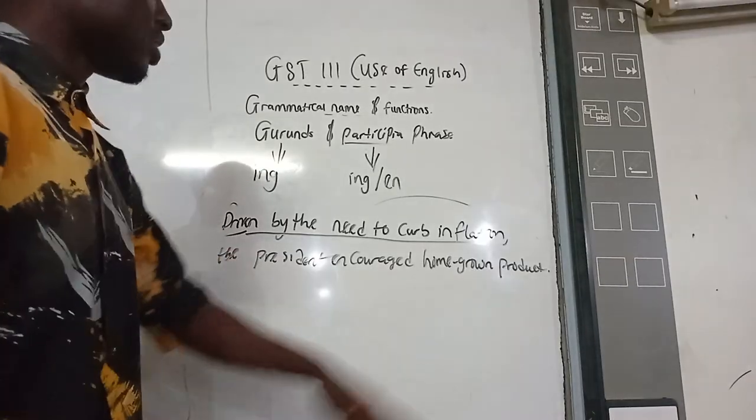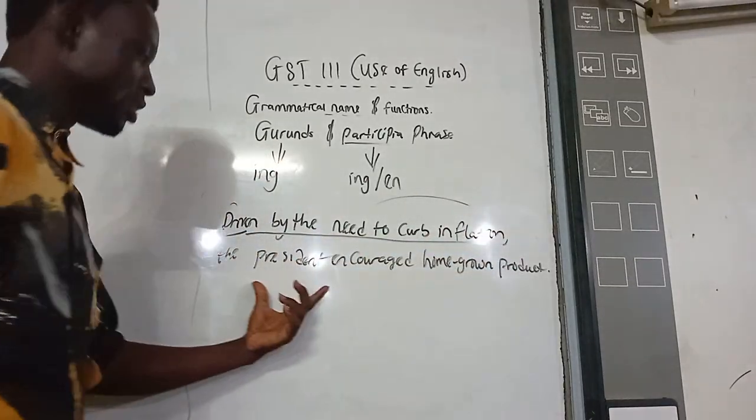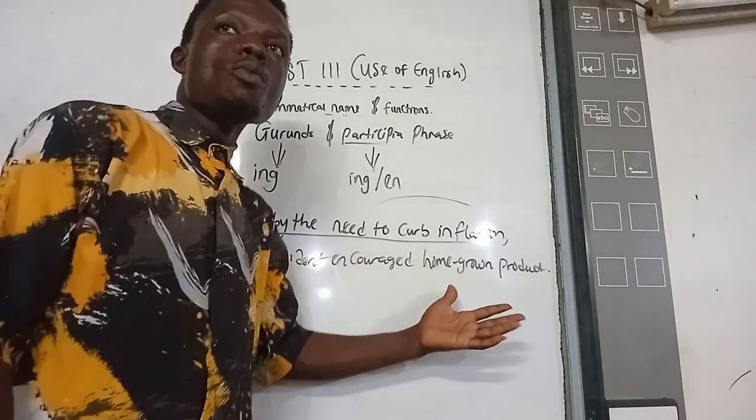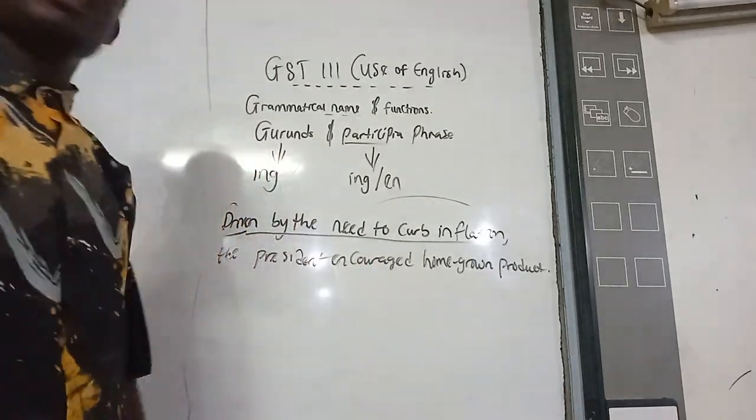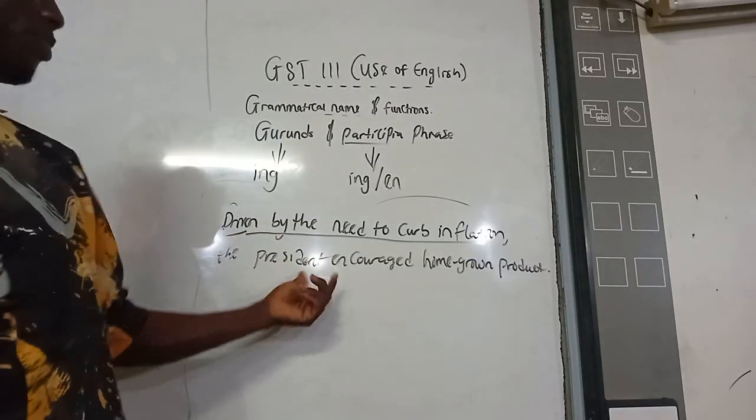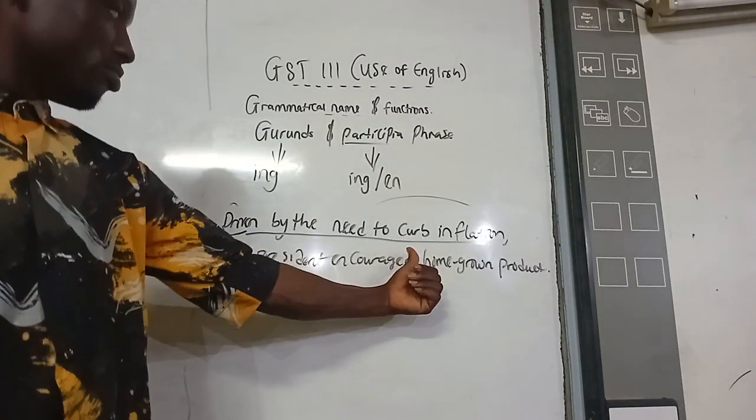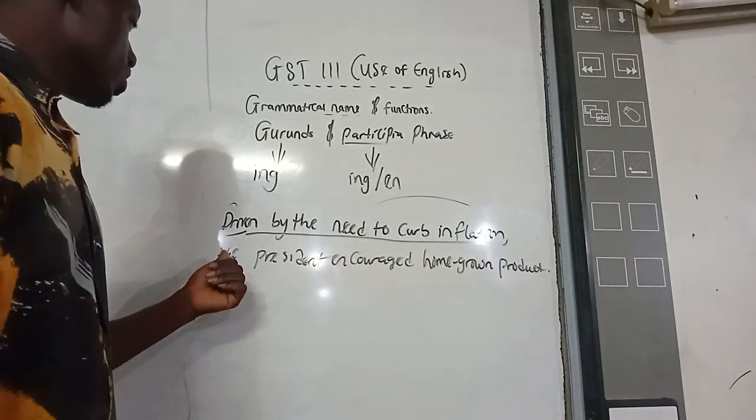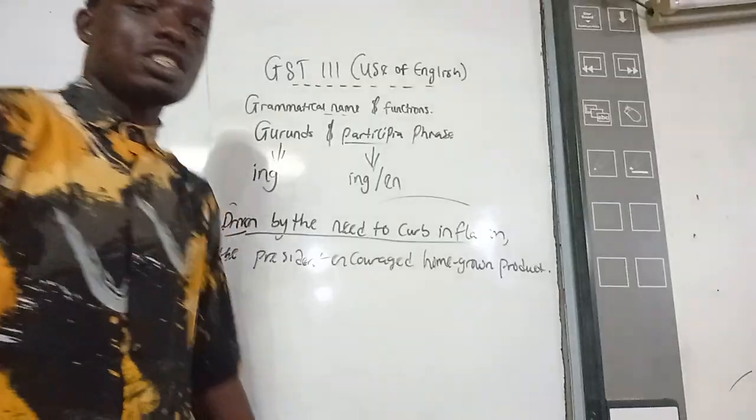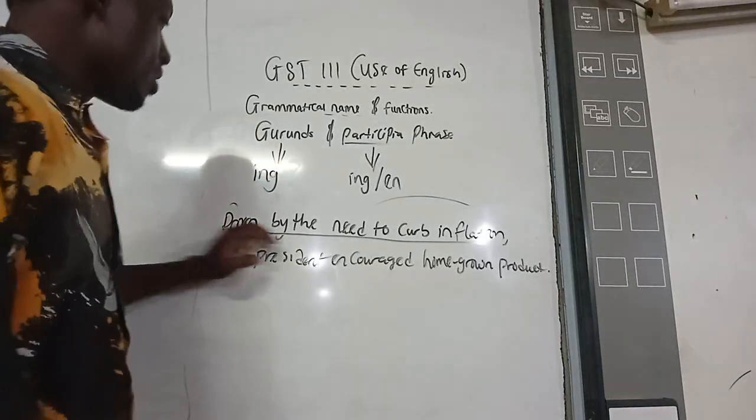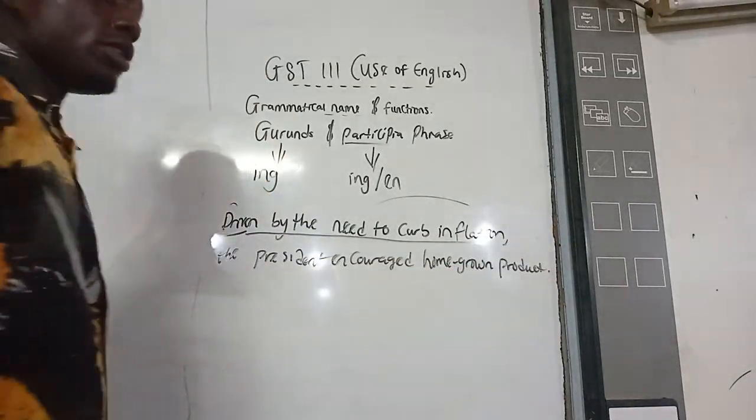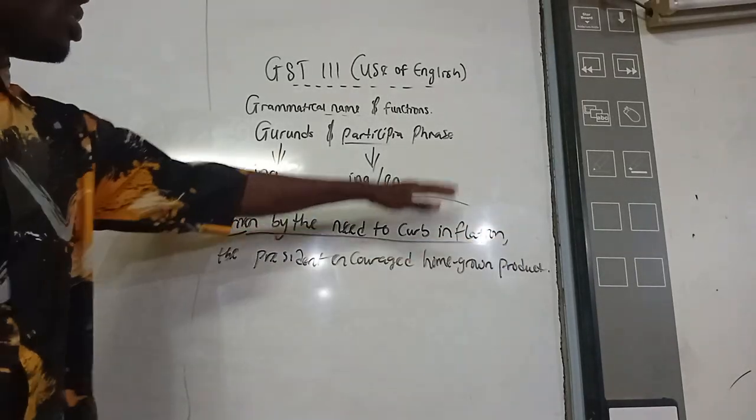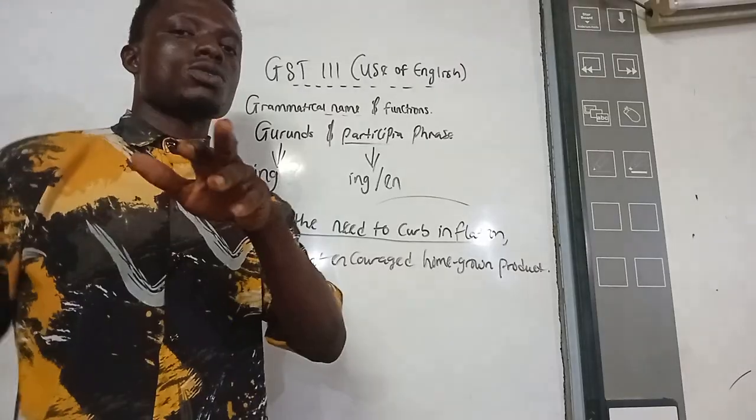Another thing is that if you remove the underlined aspect, the remaining part makes sense. If I told you the president encouraged homegrown products, it makes sense. In fact, without telling you the reason, you know why the president encouraged it: because of the need to curb inflation. So because the remaining part makes sense when the underlined part is removed, and there's a comma here, and it starts with either en or ing, such is a participial phrase. So take note of that.